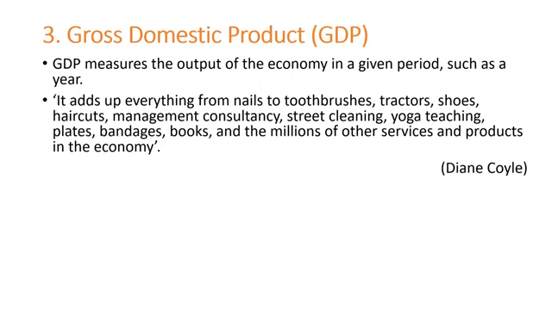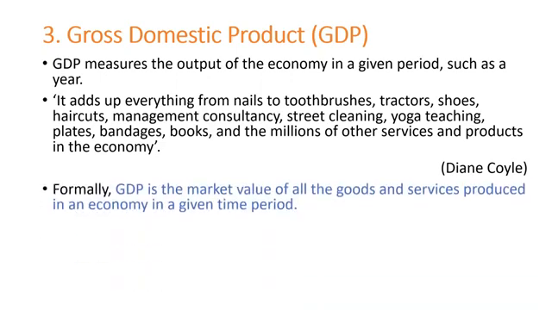Formally, GDP is the market value of all the goods and services that are produced in an economy in a given period of time. It also includes goods and services that are produced by the government, and their value to us is how much it costs to produce them.